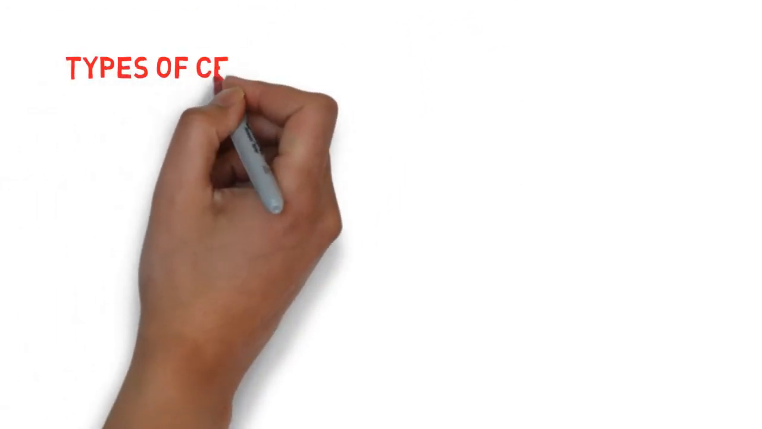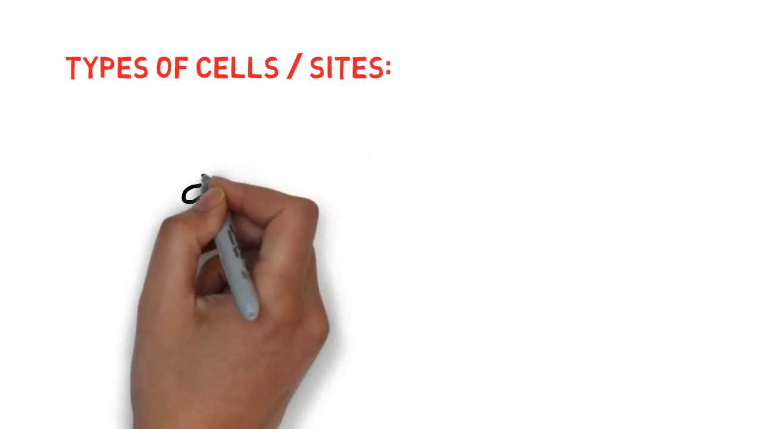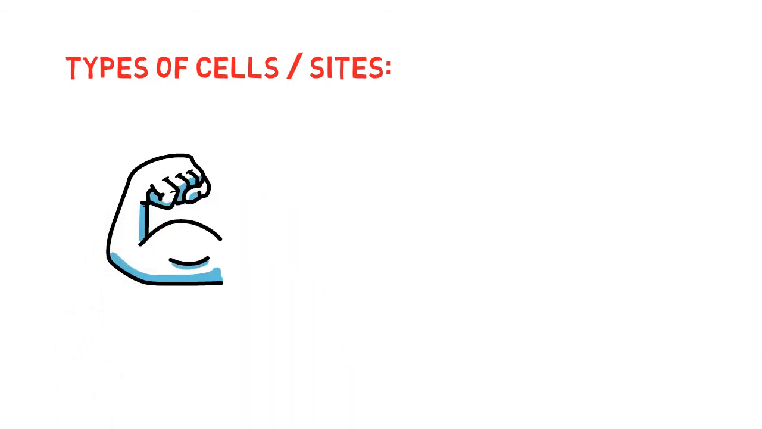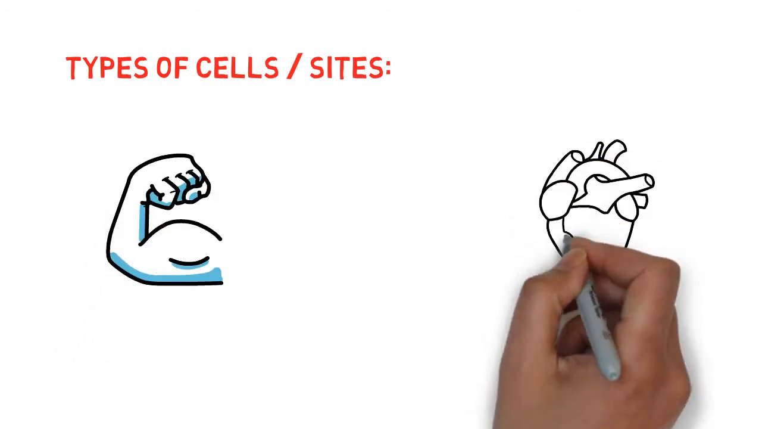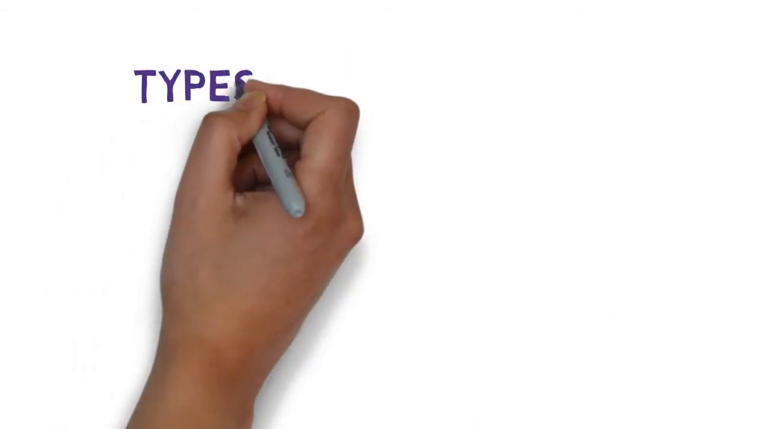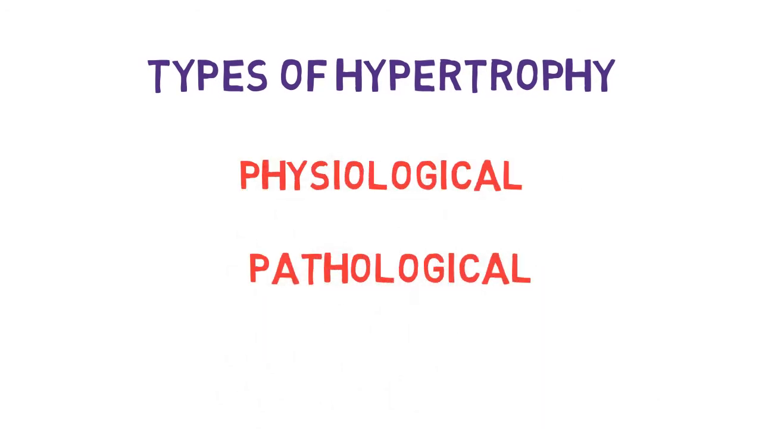Next, which type of cells does hypertrophy occur in? It happens in cells having limited capacity to divide, like skeletal muscles, or non-dividing cells like cardiac muscles. What are the types of hypertrophy? The hypertrophy can be physiological or pathological.